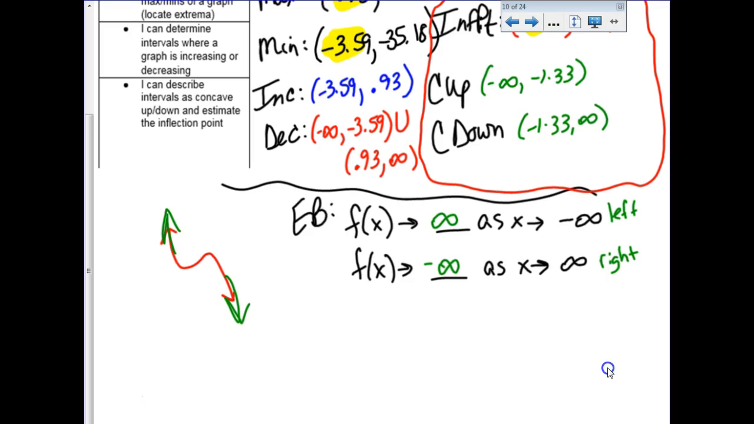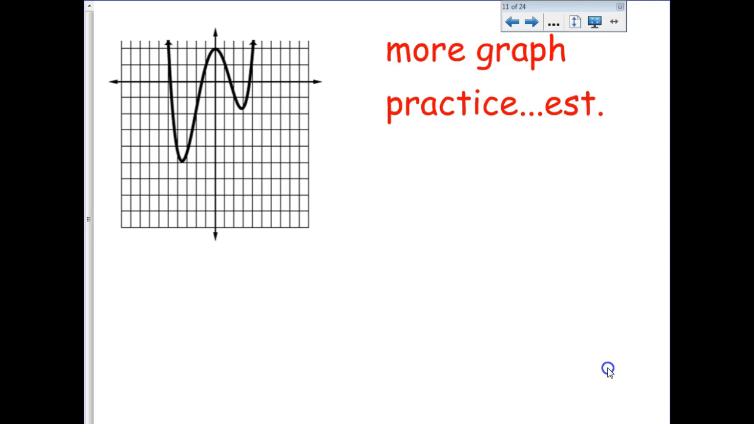Yes, you need to know the end behavior template from memory. All right, I'm sure there's more examples of this coming up on future slides. We can come back to that if we have time.